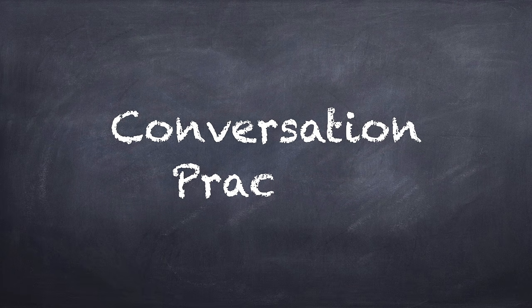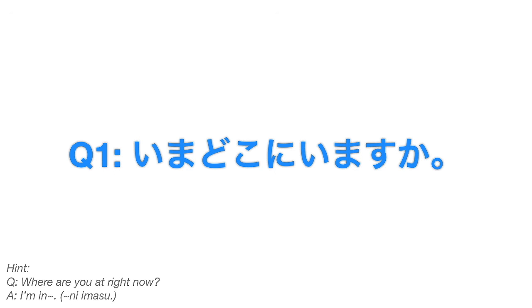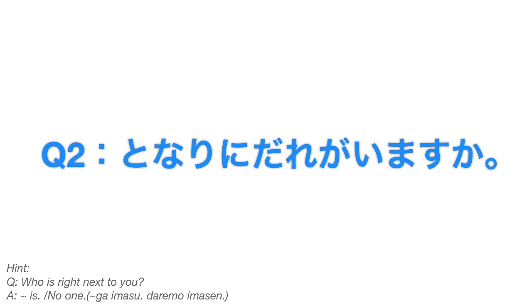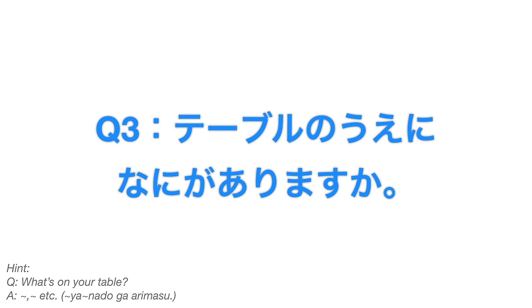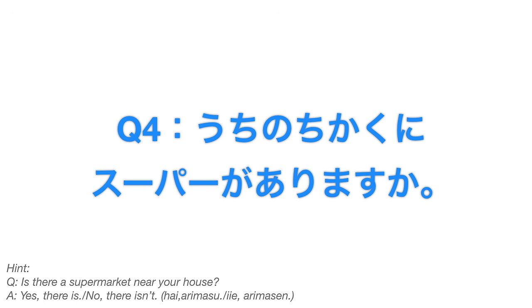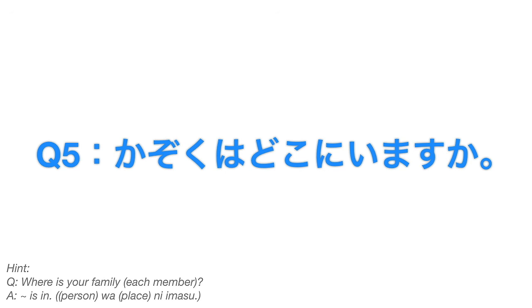And lastly, it's time for our conversation practice. See if you can answer in Japanese. Our first question, 今どこにいますか? 隣に誰がいますか? テーブルの上に何がありますか? うちの近くにスーパーがありますか? 家族はどこにいますか?